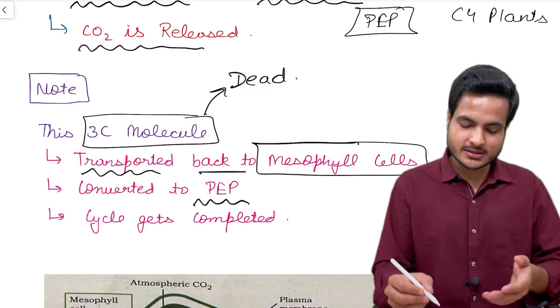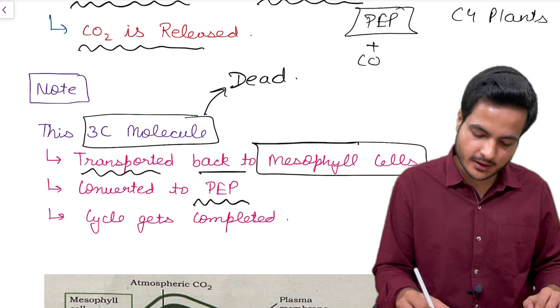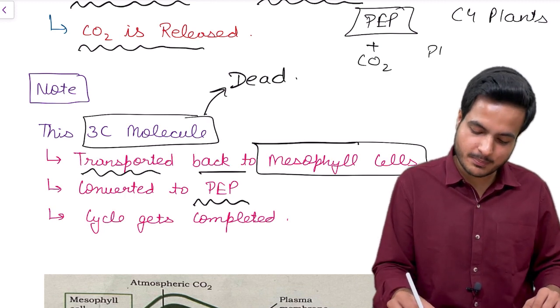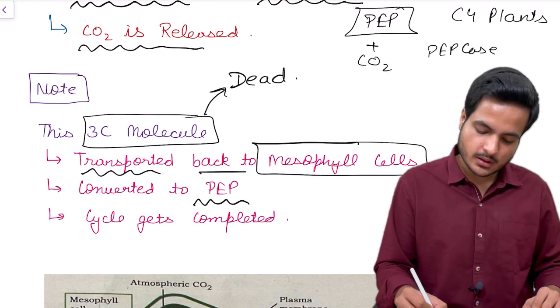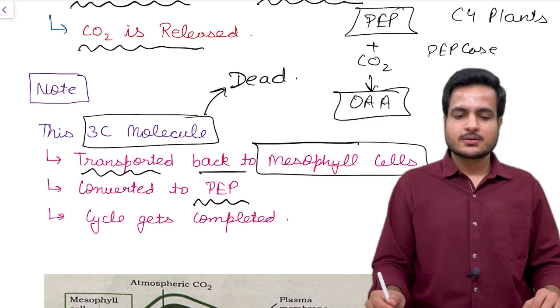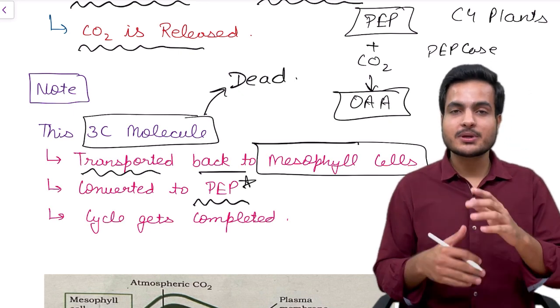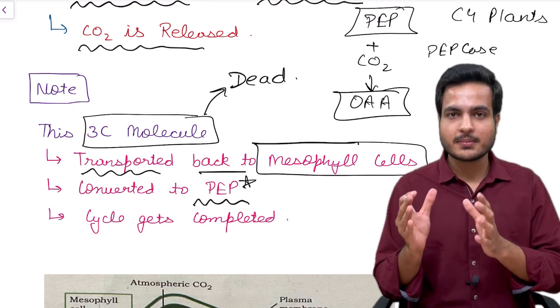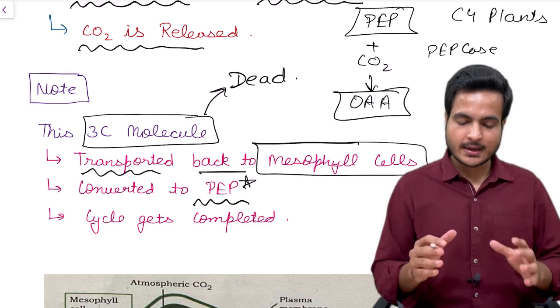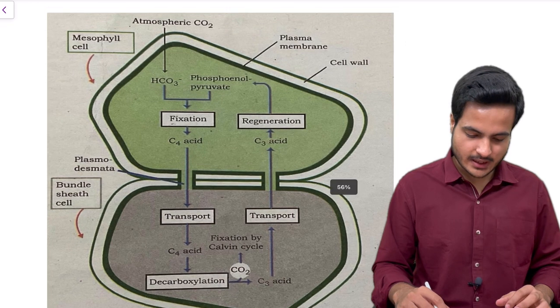The story begins with this reaction, where PEP combines with carbon dioxide in the presence of the PEP carboxylase enzyme and leads to the formation of oxaloacetic acid. So when this PEP was regenerated, that led to the completion of the cycle, the Hatch and Slack pathway. Now let's see in this diagram what is actually happening.